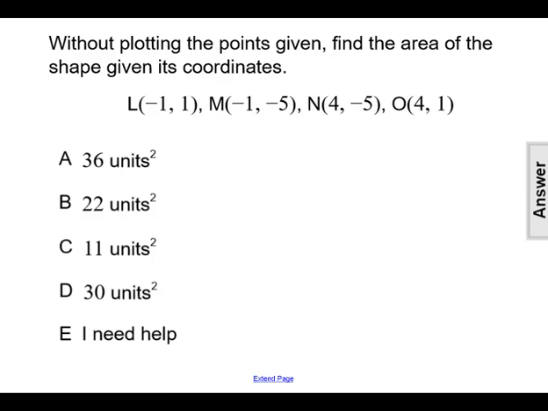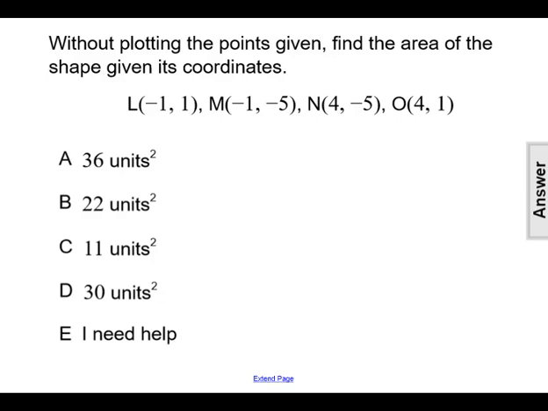Without plotting the points given, find the area of the shape given its coordinates L, M, N, O. So in order to find the area of the shape, we have to know what shape we're talking about, what shape is going to be graphed, and then we need to look at the side lengths to use in the formula. So let's find the side lengths between LM, NO, MN, and LO, so we can first decide what type of shape it is and then see if we can use those side lengths to find the area.